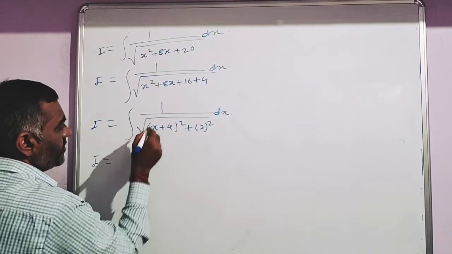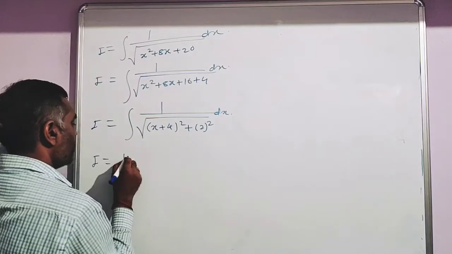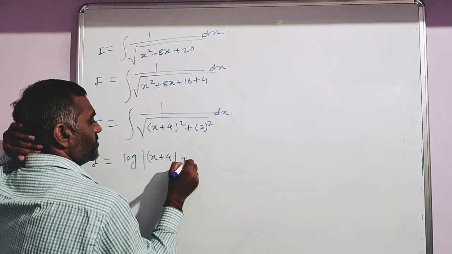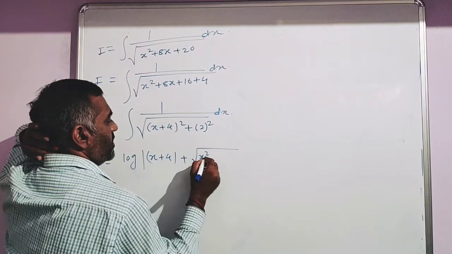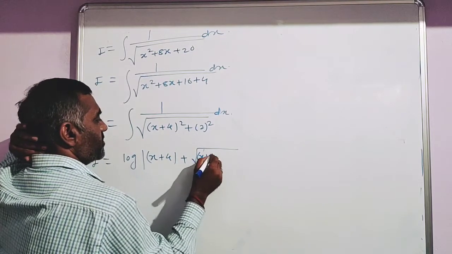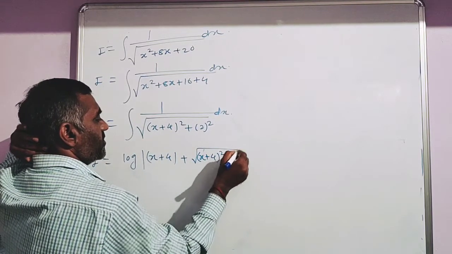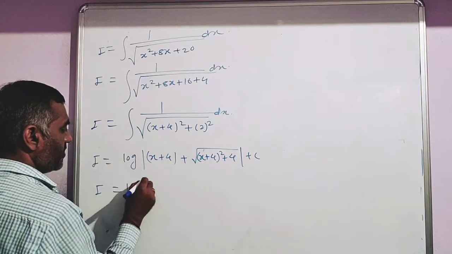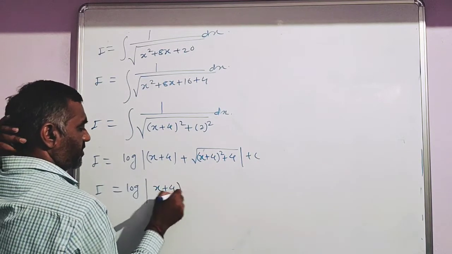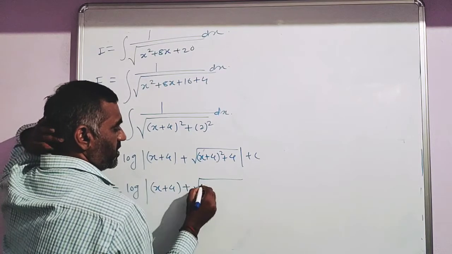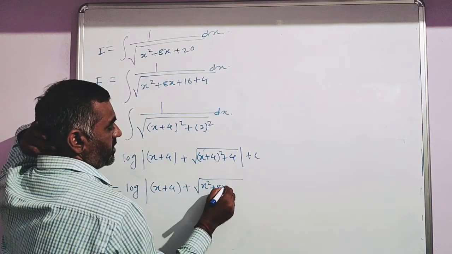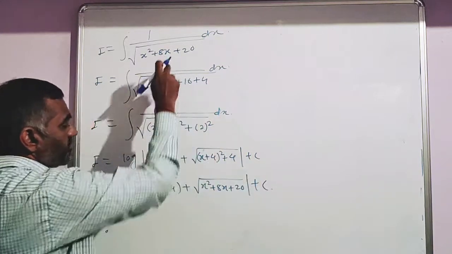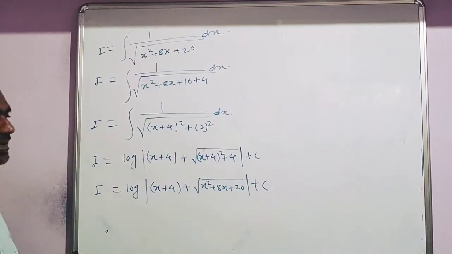I is equal to integration of 1 upon under root x square plus a square, log of mod of x plus under root x square plus a square. I is equal to log of mod of x plus 4 plus under root x square plus 8x plus 16 plus 4, that is 20, plus c. This is the final answer.